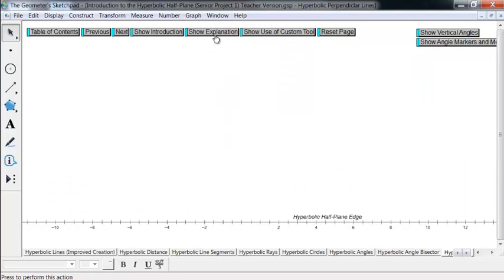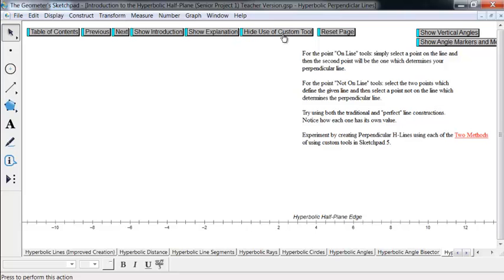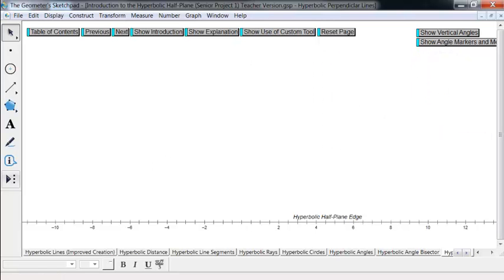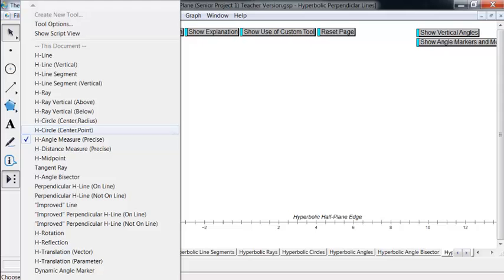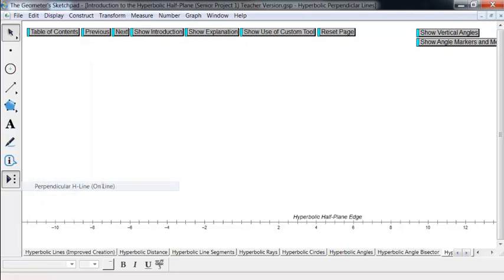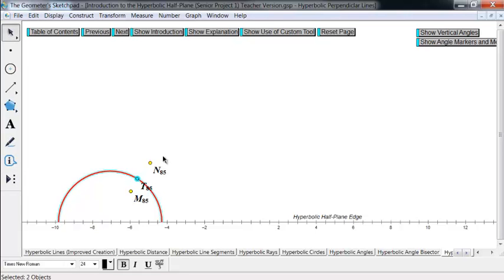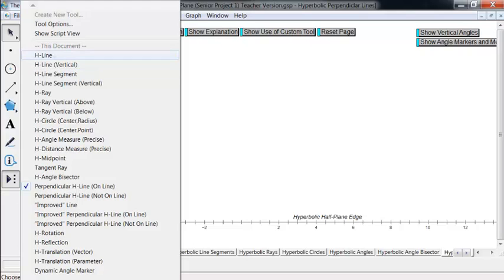Okay. Now we have custom tools. It talks about using them here, so I'll just use them. The first one is, let's see, perpendicular line, a point on the line. So we first define, okay, so the 2 points selected are on a line. So let's do this. Let's first make a line.